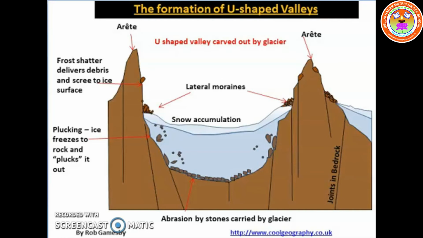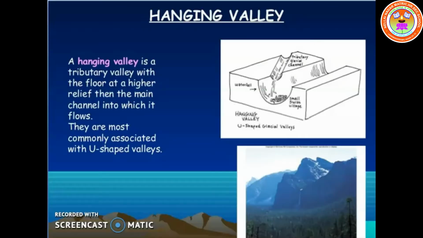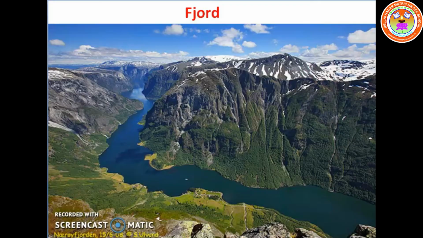The next one is hanging valley. These valleys are eroded by tributary glacier and hang over the main valley. They are most commonly associated with U-shaped valleys. For example, Yosemite Falls, located in California in USA. The next one is fjord. Fjords are glacial valleys that are partly submerged in the sea.